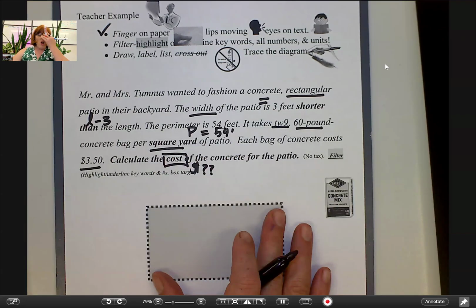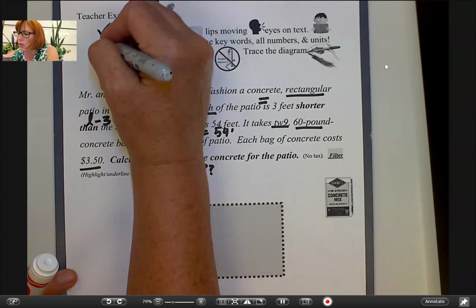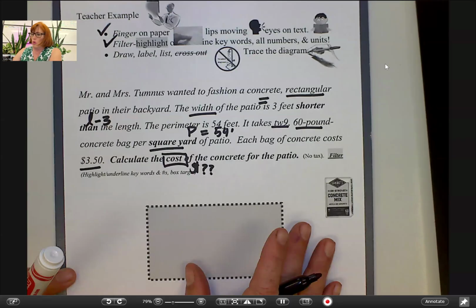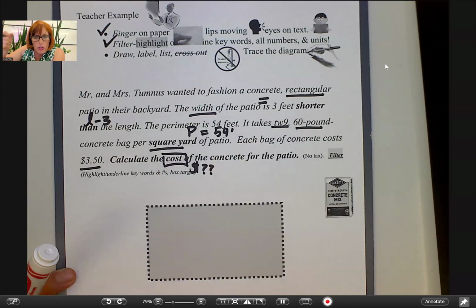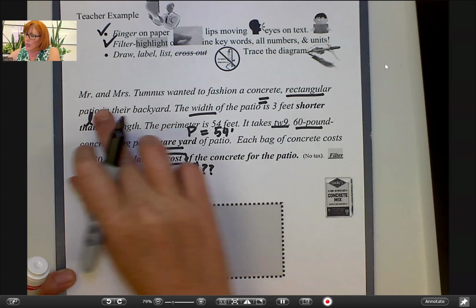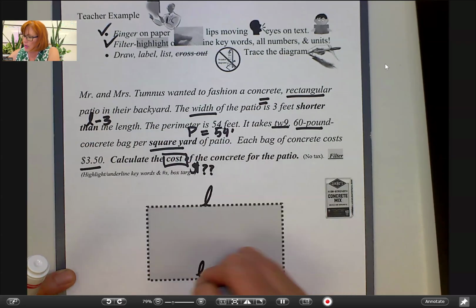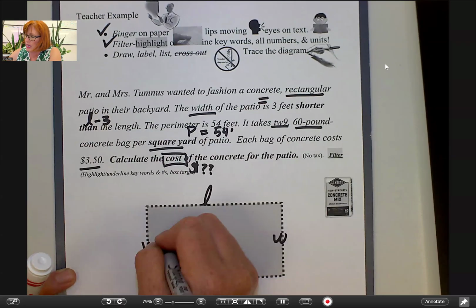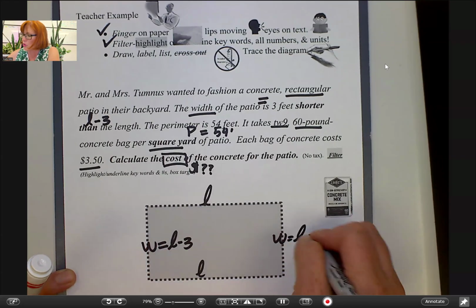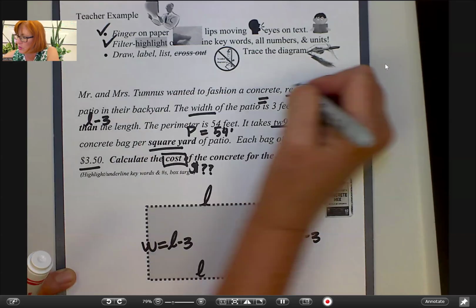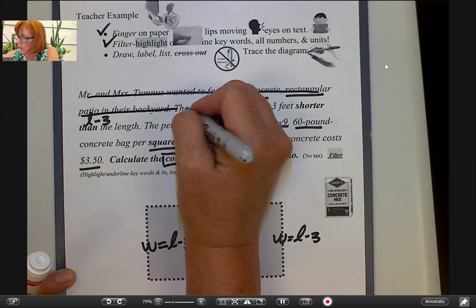Okay. Now, all we're going to do is draw, label, list, cross out. We're not actually solving. You're not thinking of money right now. You're just looking in the fridge and saying, what food is in the fridge before you start cooking? So right here, we have length and width. The width is the length minus 3 feet, because the width is shorter. Took care of this, took care of this, took care of that.